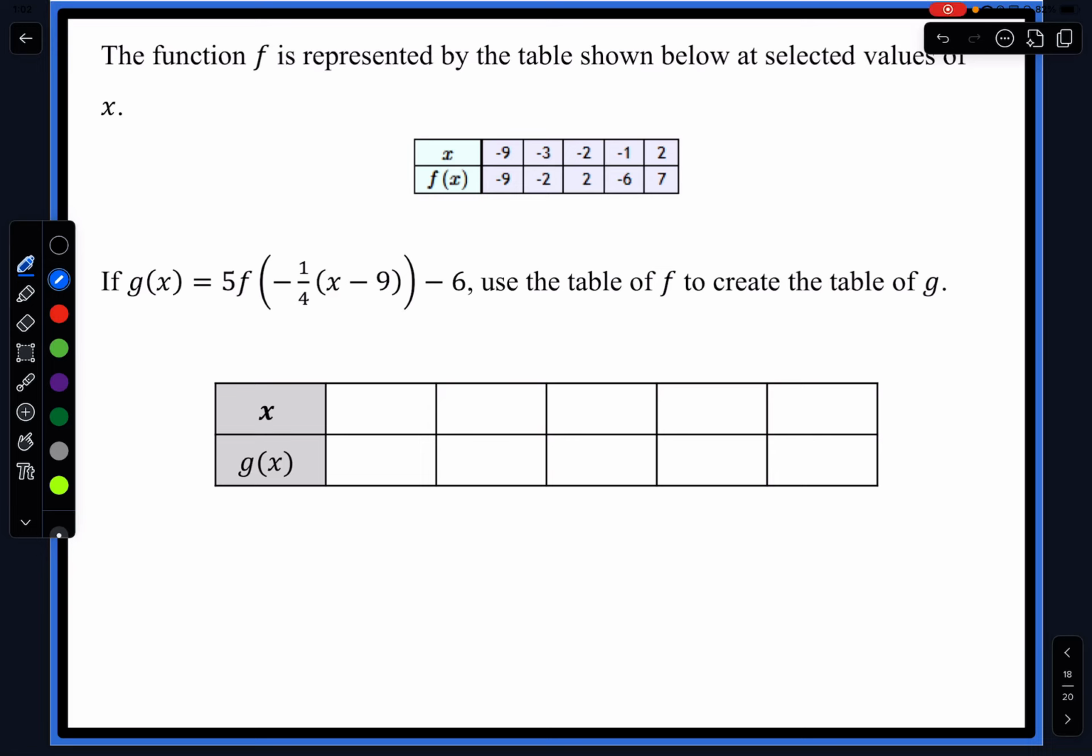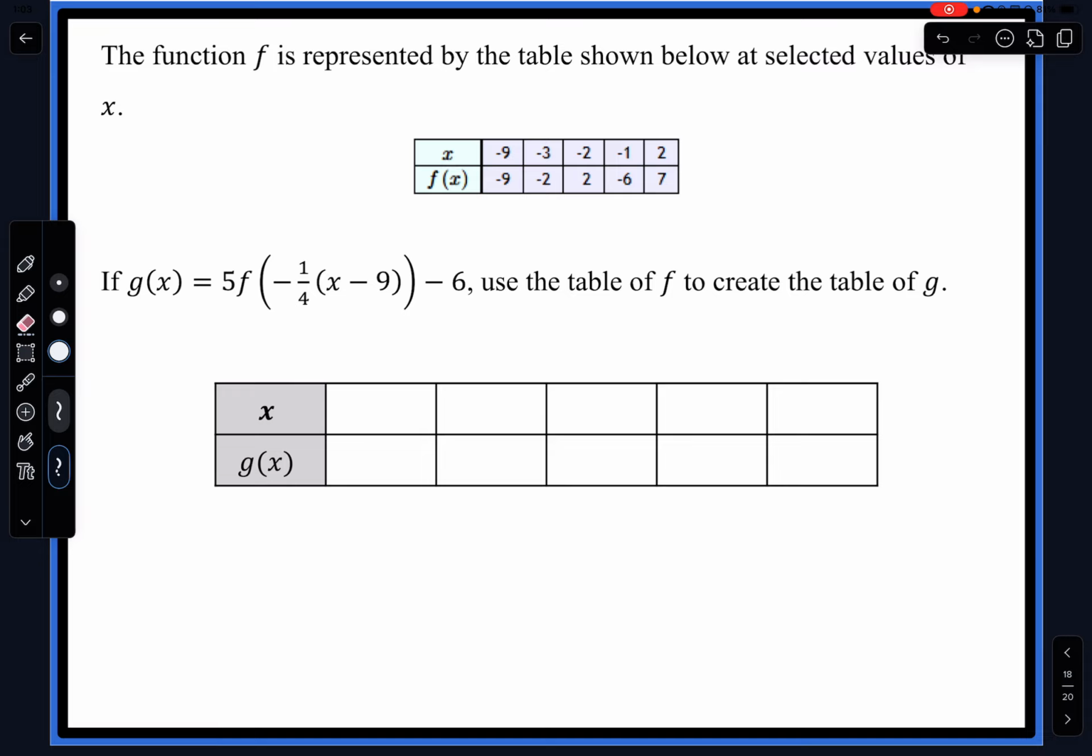Hello. In this video, I'm going to explain something similar to what you see for your homework. We have the function f represented by a table. So instead of a graph or an equation, we have a table, and we want to create a transformation of f, defined as g of x, by doing these four operations.